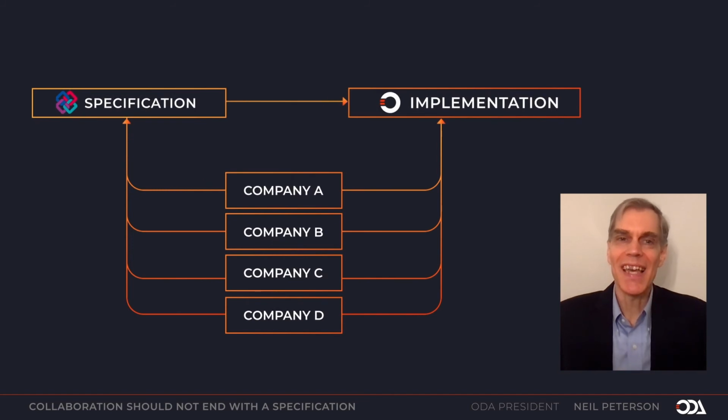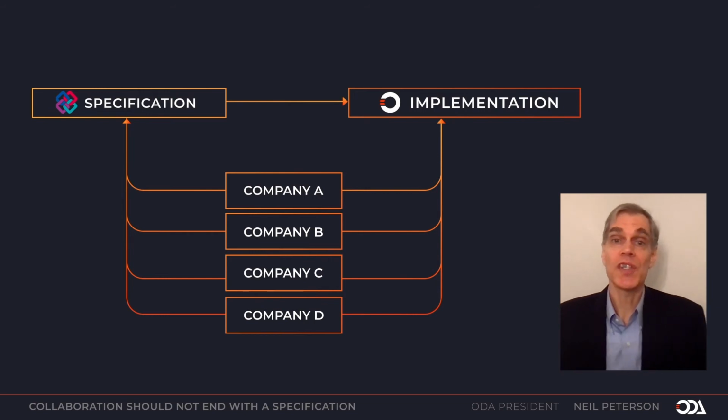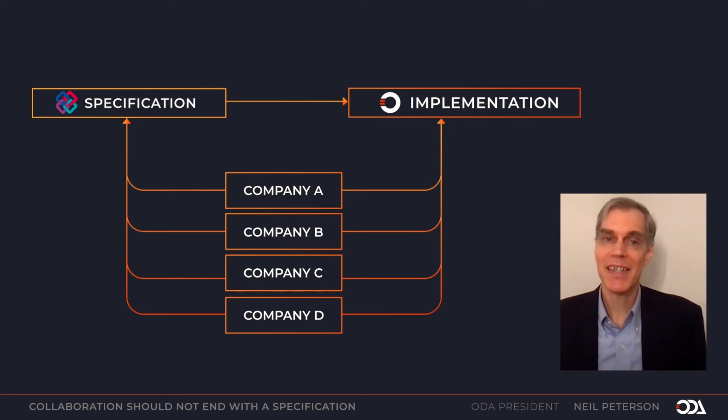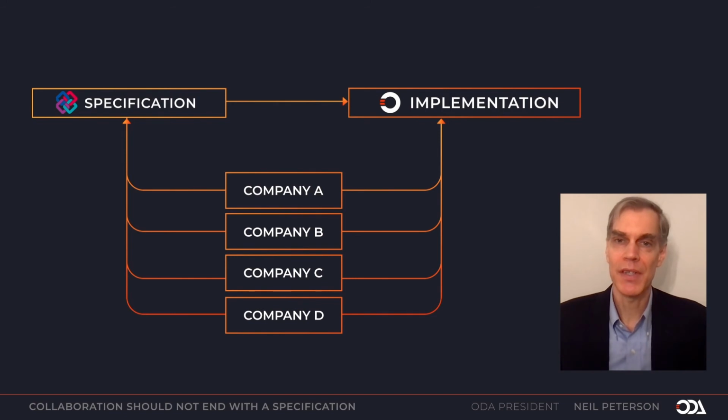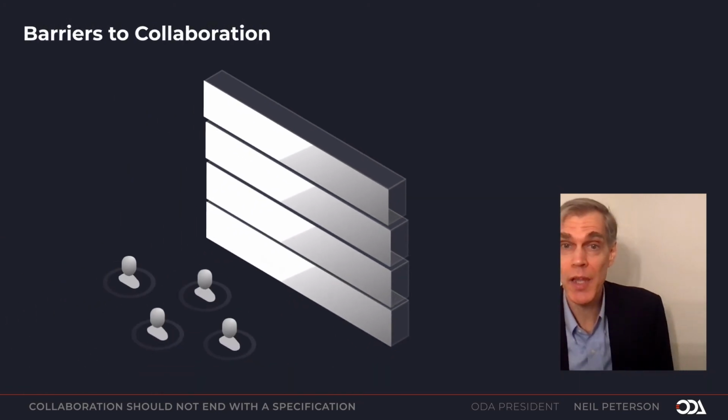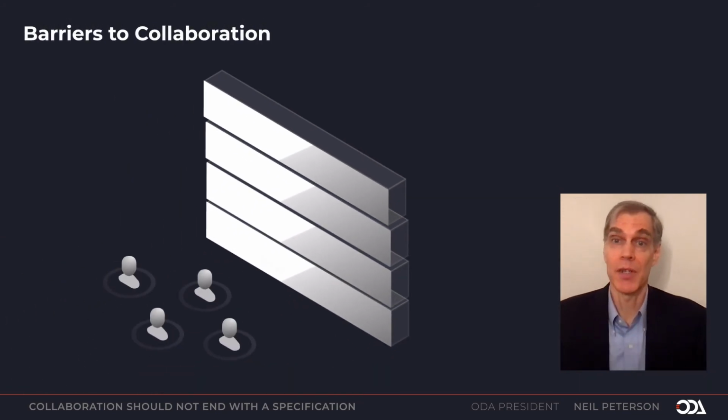Collaboration should not end with a specification. Companies with common interests in interoperability should be working together on shared solutions. Europe shouldn't have 44 different implementations of urban digital twins, for example. Working together on the implementation of key technologies for interoperability can give a better product in less time for less money.